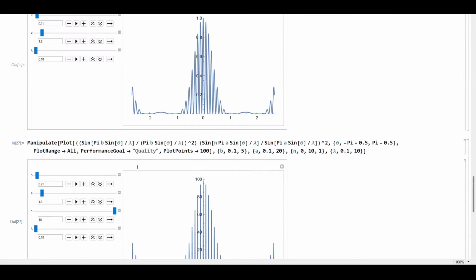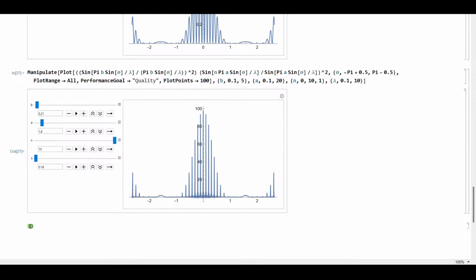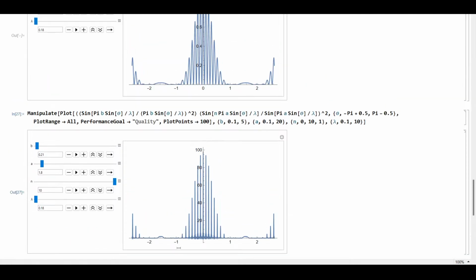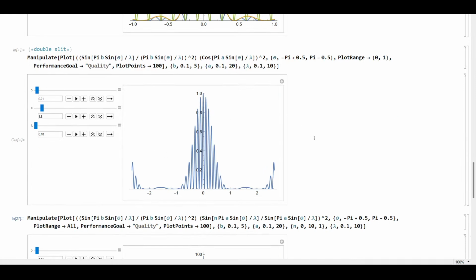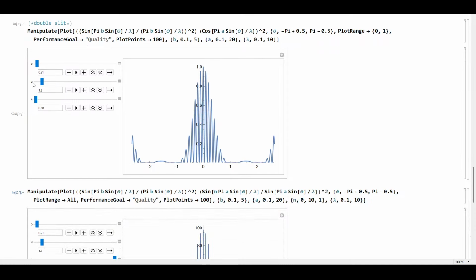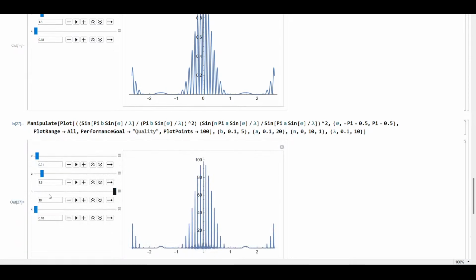So here it is. This is the double slit pattern. Maybe I'll write it below this time. Not the double slit, sorry. This is N slit pattern. And what you see, the difference between the double slit and the N slit. So here, this is the double slit pattern for the parameters B, A and lambda given over here. For the same parameters B, A and lambda, I have now the N slit where N is 10 over here.